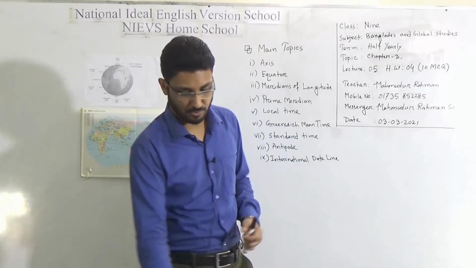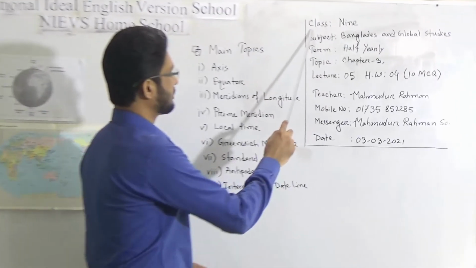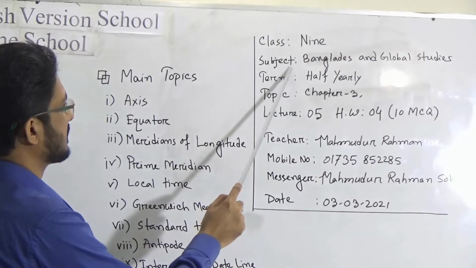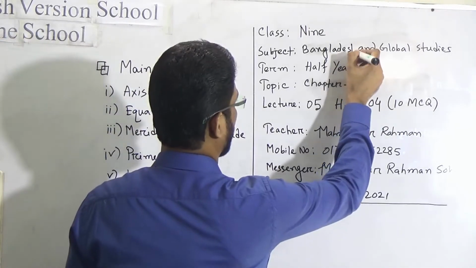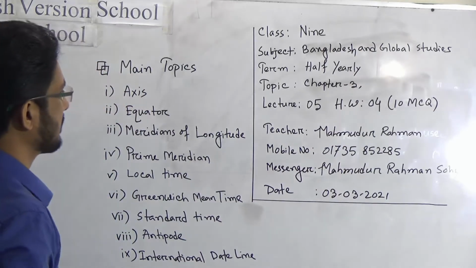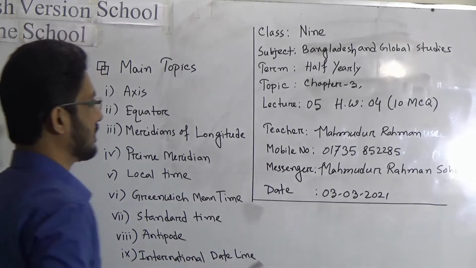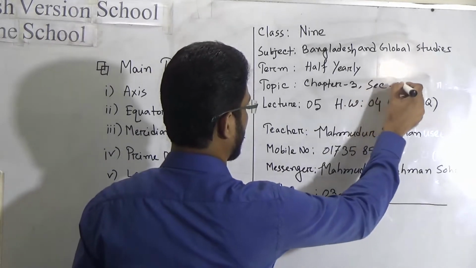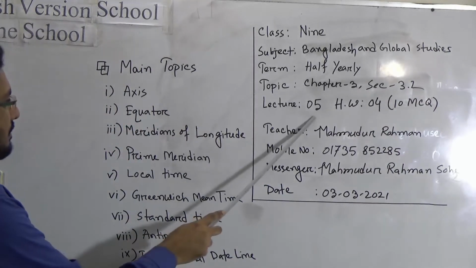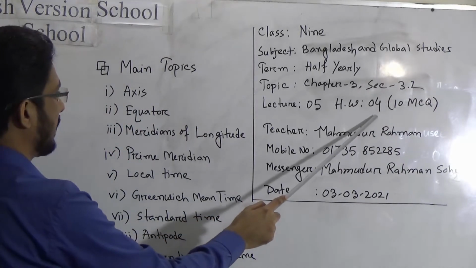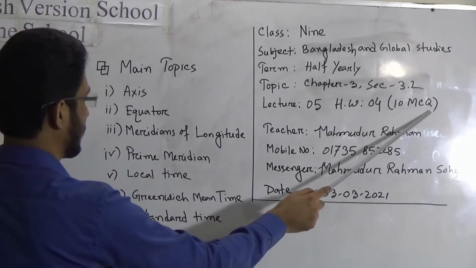Okay, look at the board at first. This is the class for the students of class 9. Our today's subject is Bangladesh and Global Studies, term half yearly, topic chapter 3, section 3.2, and this is your lecture number 5, HW number 4. I repeat again, this is your HW number 4 and you have to do 10 multiple choice questions from this section.